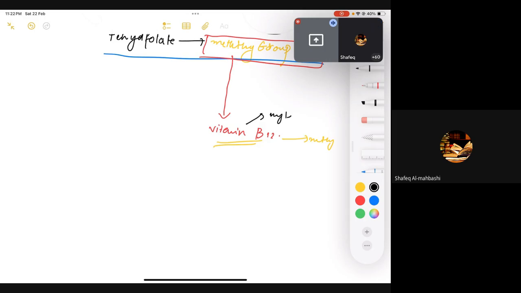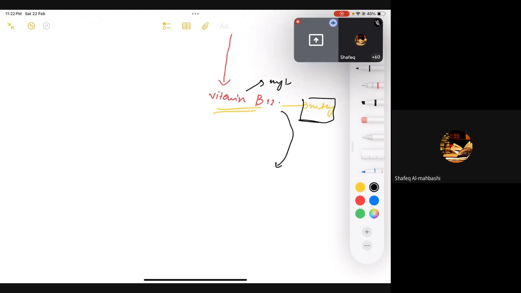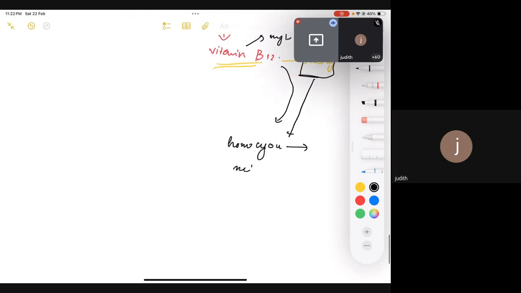It means that now again it has to leave the methyl group, and it has to transfer this group to some other thing. And what's that other thing? It would transfer this group to homocysteine. Once homocysteine gets the methyl group, it is converted into methionine, right?